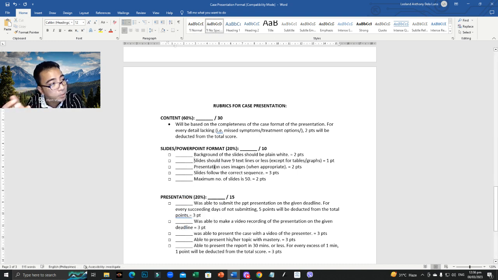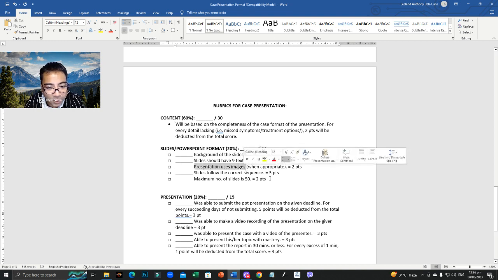pictures na ilalagay niyo, pero dapat it should be relating to your case. So, background of the slide should be in plain white. So, if it's already in plain white, I give you 2 points. Slide should have 9 text lines or less, except for tables or graphs. Okay? Pag sabi ko, class, 9 text lines, dapat 9 lang na lines ng text ang makikita ko dyan. Maximum of 9. Okay? Kasi kung masyadong marami na, it will be too crowded. Right? Again, 9 lines lang of text ang dapat makita.